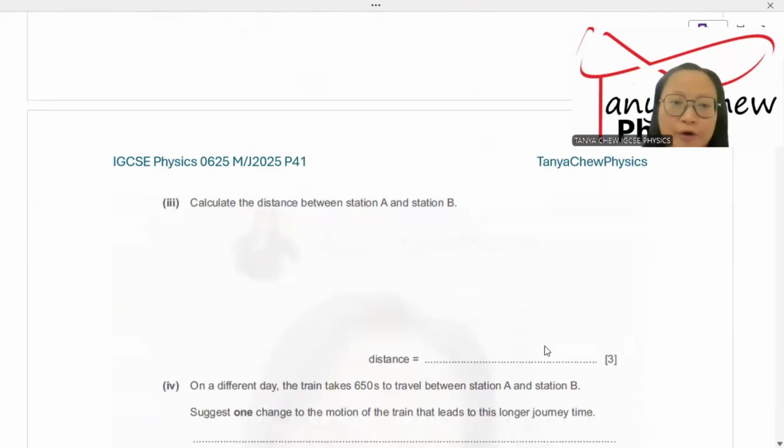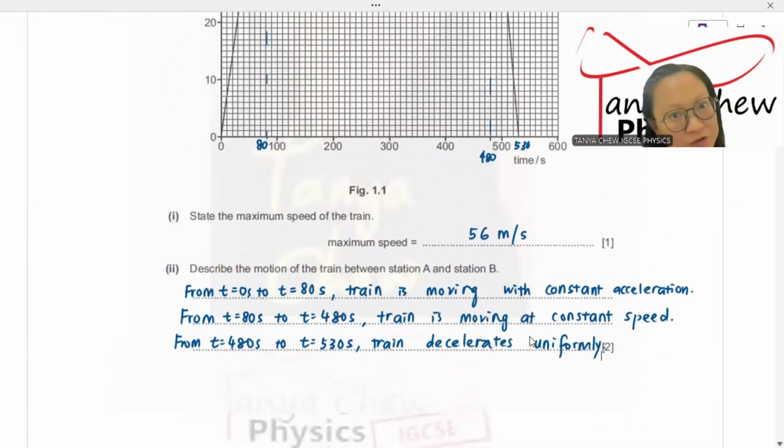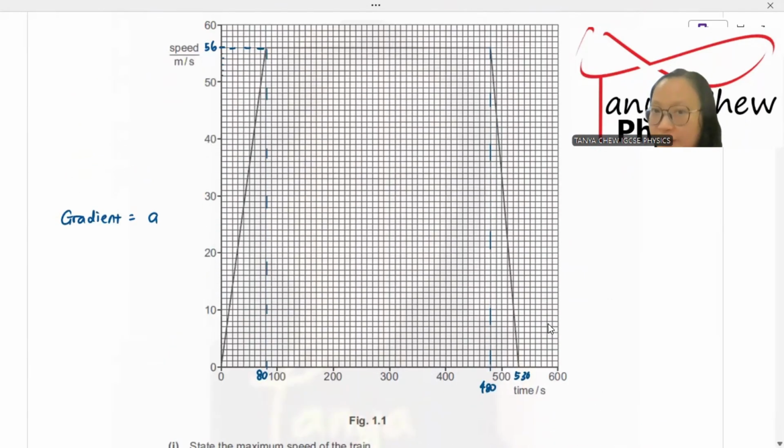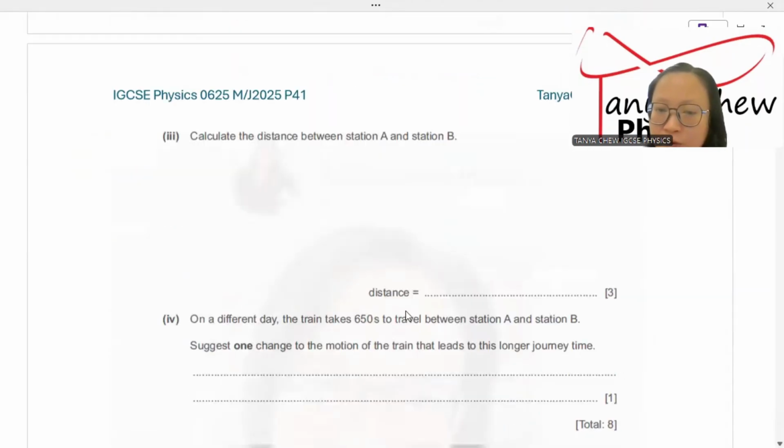Now, this third part, calculate the distance between station A and B. Like what I told you, when a graph is being given, you can obtain two pieces of information from the graph. Since the gradient of the graph represents acceleration, the area under the graph represents the total distance traveled by the train. Let me look at the marks allocated. It is 3 marks. When 3 marks is given, bear this in mind.